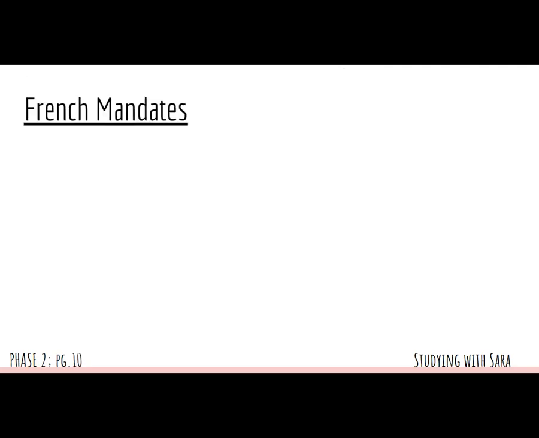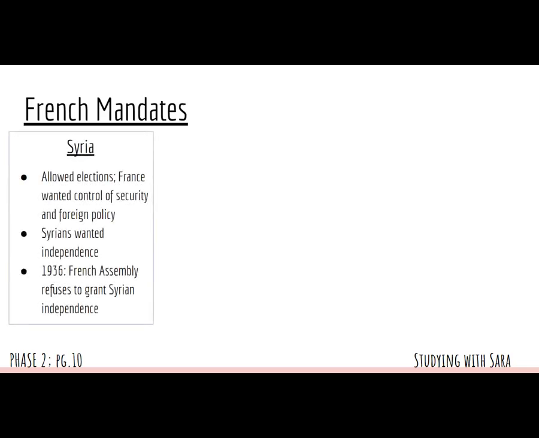Phase 2 also looks at the different mandates and the power they had over them. Here, we can see that the French mandate of Syria allowed them to have free elections, as the French were mainly interested in foreign policy. Despite this, the Syrians wanted their independence, which was rejected in 1936.